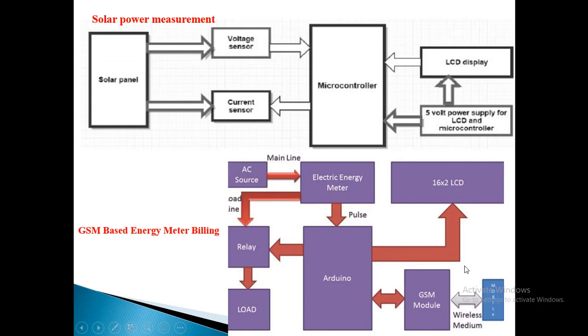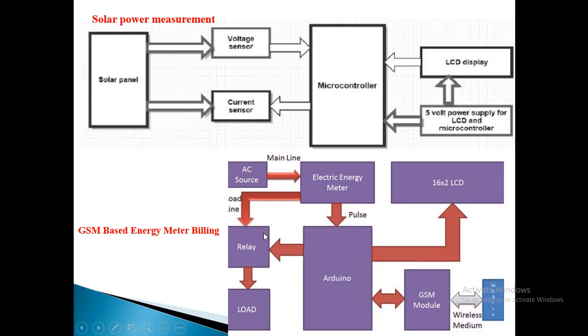Now I'm going to talk about the solar power measurement. Like I want to measure how much power is being generated by the solar panel. We know the solar panel normally produces DC voltage. Then we can connect a voltage sensor and a current sensor, and connect the voltage and current sensor readings to the Arduino analog pin. Then we can connect a display to the Arduino output pins, and measure how much power is being generated by the PV panel on the display.